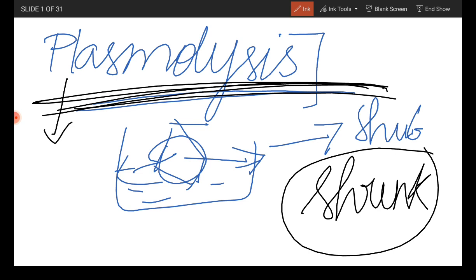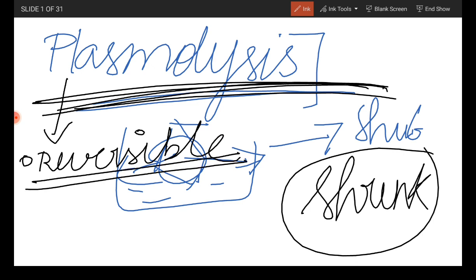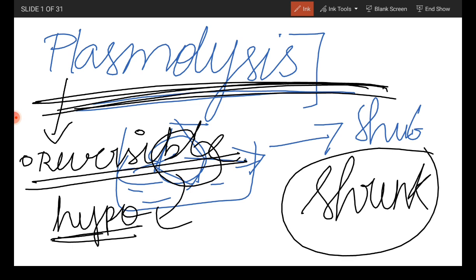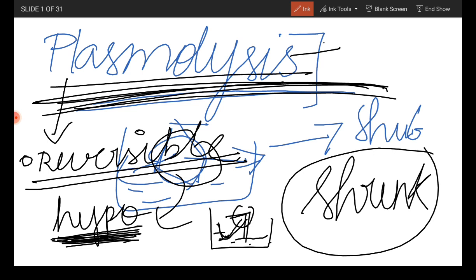This plasmolysis process is reversible. The cell can be reverted into normal condition when the same cell is placed in a hypotonic solution. The cell will become normal. When a plasmolyzed cell is placed in a hypotonic solution, water from the environment will enter into the cell. The plasmolysis process can be reverted. Okay.